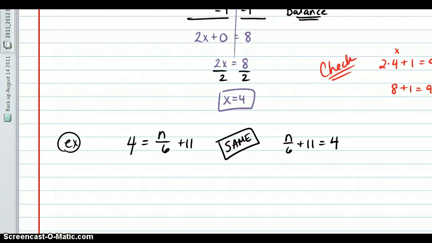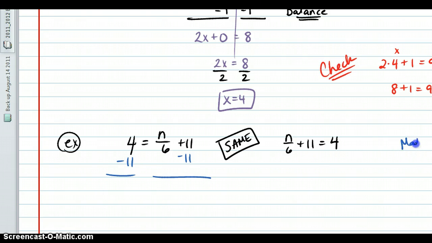We still want to focus on the side with the variable. There's nothing to simplify. I don't have any like terms. There's nothing to distribute. So let's go ahead and undo the math. I have division and addition. I need to work backwards, so let's focus on the addition first. To undo plus 11, we are in fact going to subtract 11 from each side.